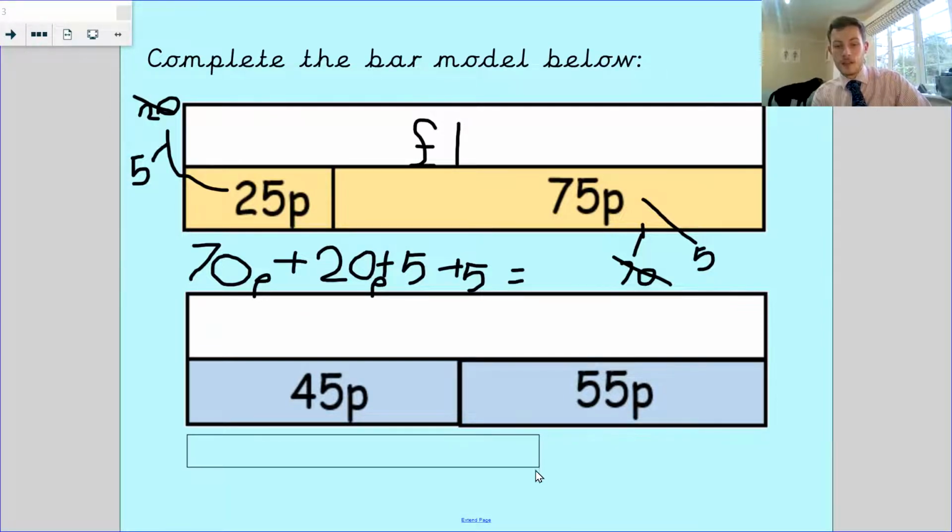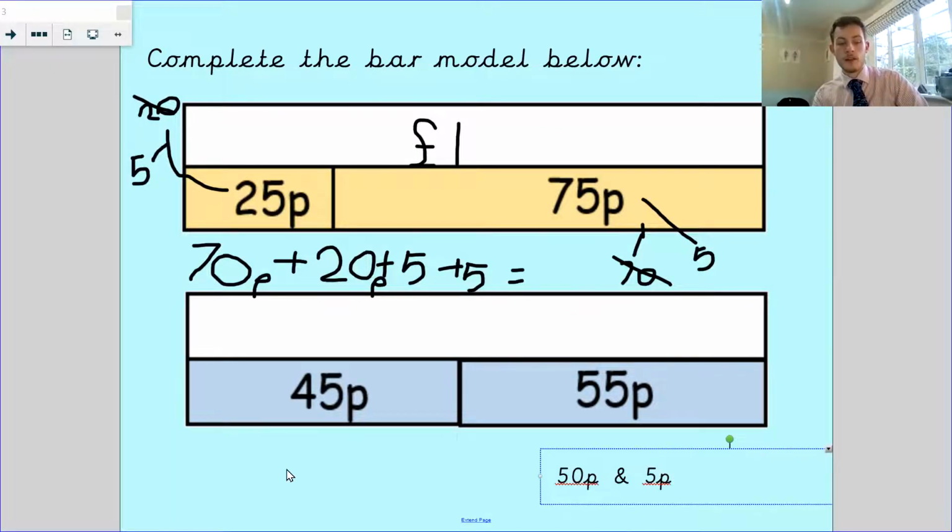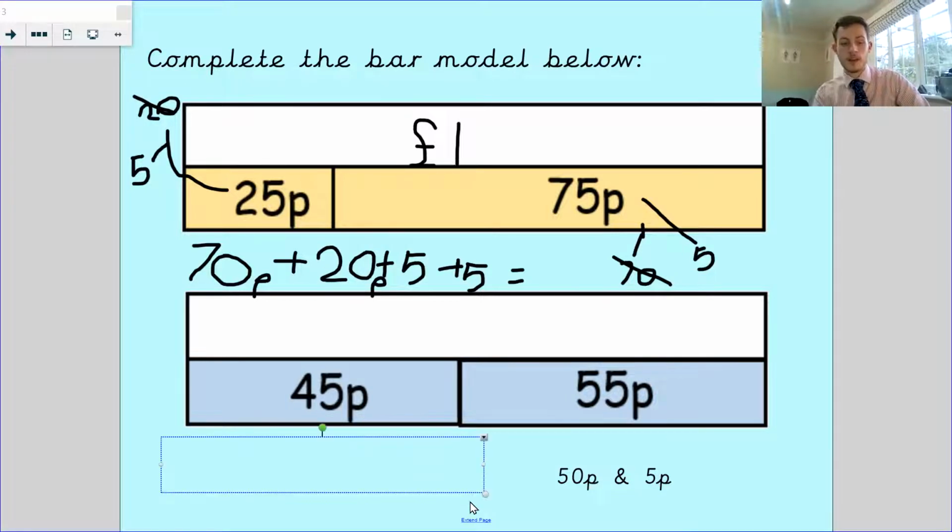So let's get my number sentence ready. If I start off by saying I'm going to split up 55p and 45p. So 55p is going to be split up into 50 and 5. 50p and 5p. Then I'm going to split up my 45p. My 45p is going to be 40p and 5p.